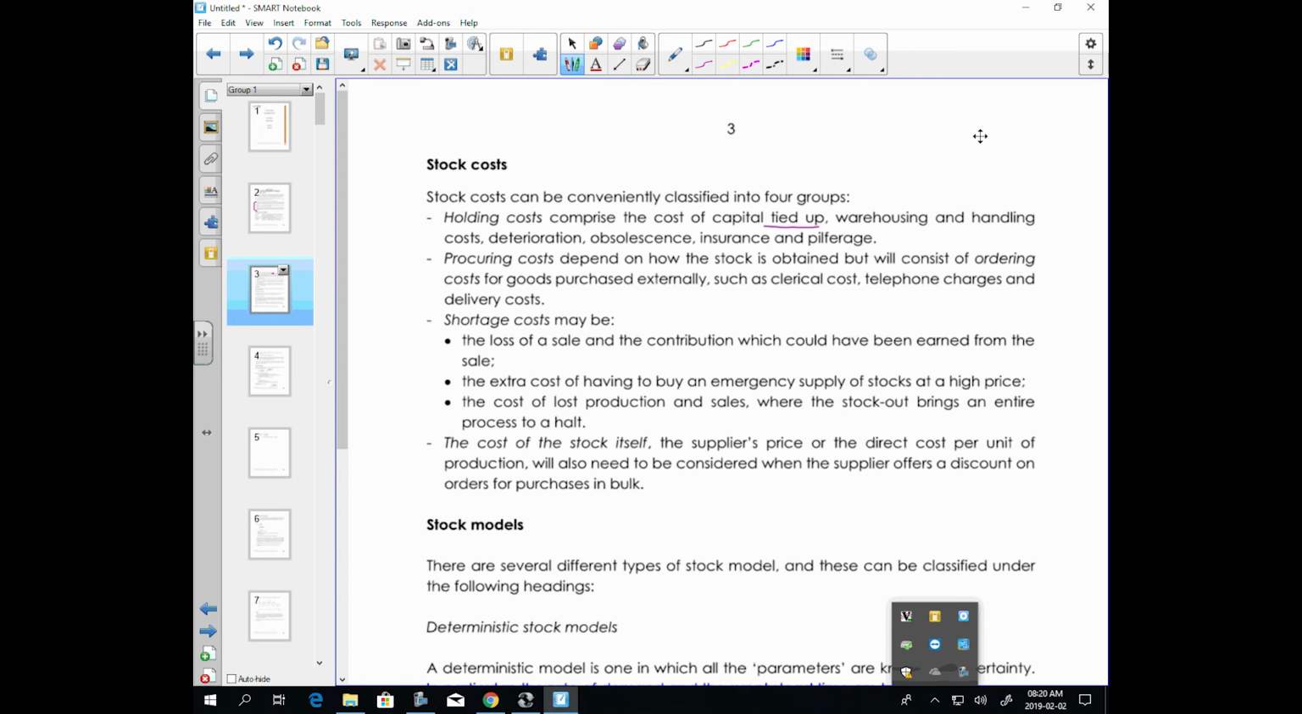So procuring costs depend on how the stock is obtained, but will consist of ordering costs. So ordering costs are a bit obsolete nowadays.